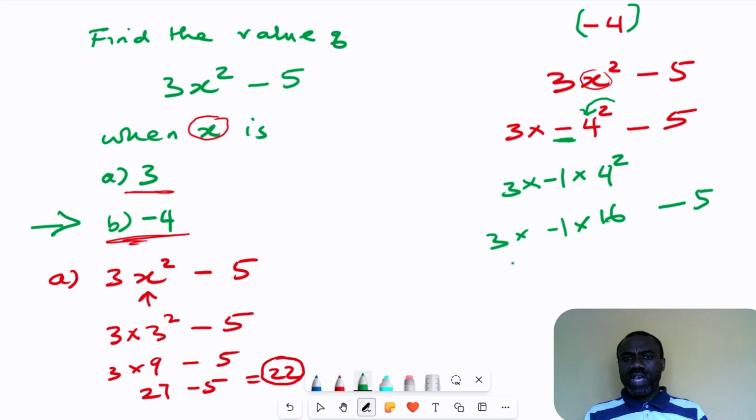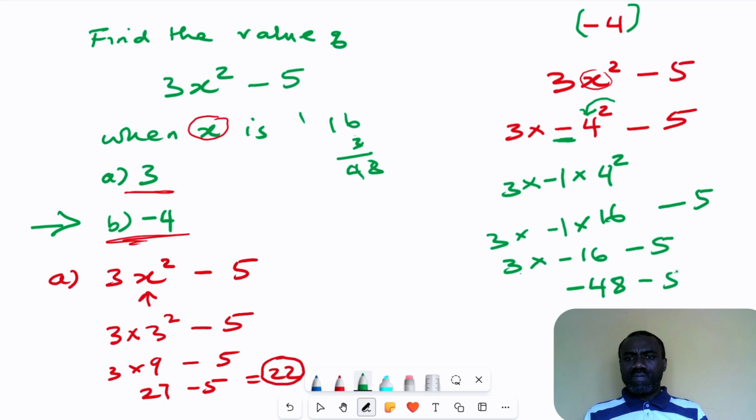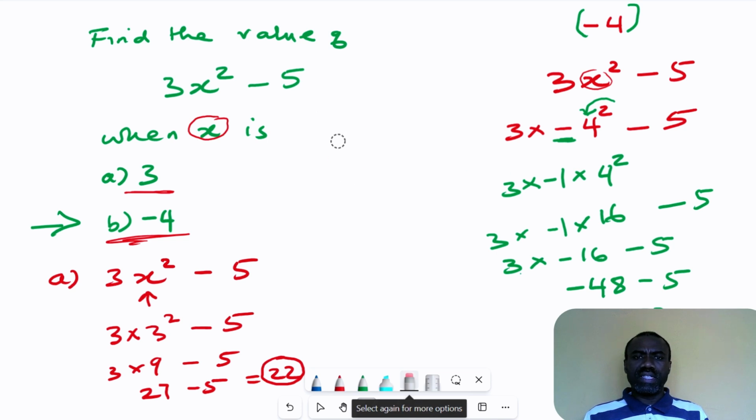What happens is that we are going to get 3 times negative 16 minus 5. 3 times negative 16, let me quickly do this: minus 48 minus 5. And here we are getting minus 53. But that is not the correct answer to this problem. Let's look at what a correct solution is, and a different solution in that regard when we simply introduce brackets.